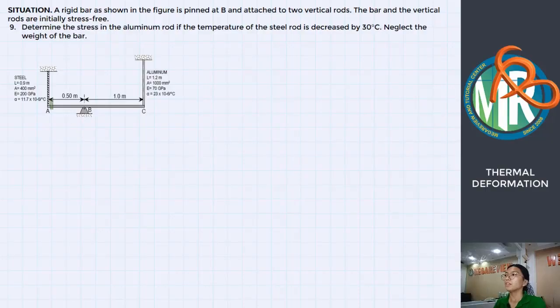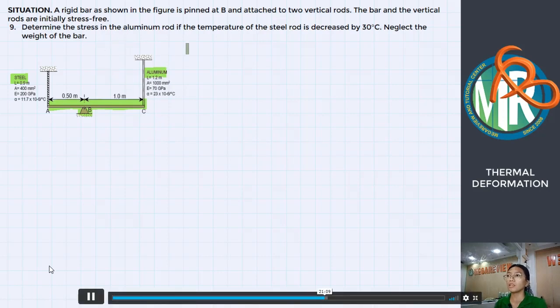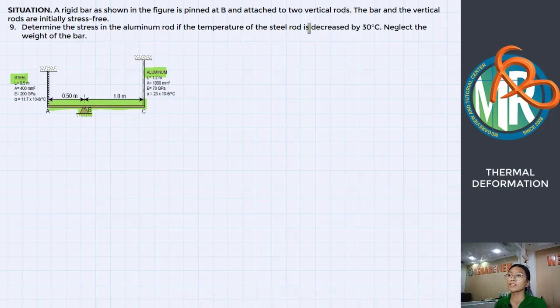A rigid bar, as shown in the figure, is pinned at B and attached to two vertical rods, steel and aluminum rod. The bar and the vertical rods are initially stress-free. Determine the stress in the aluminum rod if the temperature of the steel rod is decreased by 30 degrees Celsius. Neglect the weight of the bar.